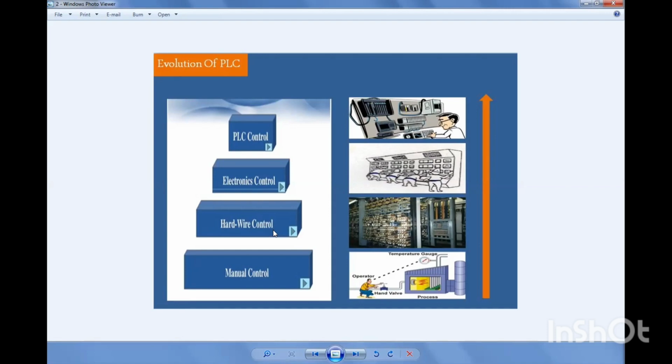That's why we moved into electronics control, which is nothing but PCB designing and all. But there was a problem with troubleshooting and the cost also. That's why we shifted to PLC control. PLC is a specialized computer used to control machines and processes. It uses programmable memory to store instructions and execute functions that include on-off control, timing function and counting function, sequencing, logical, arithmetic and data handling functions.